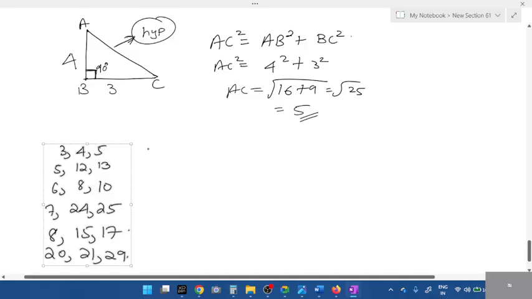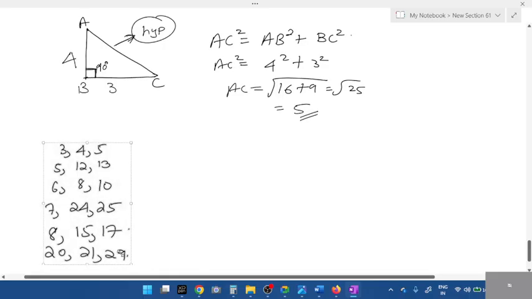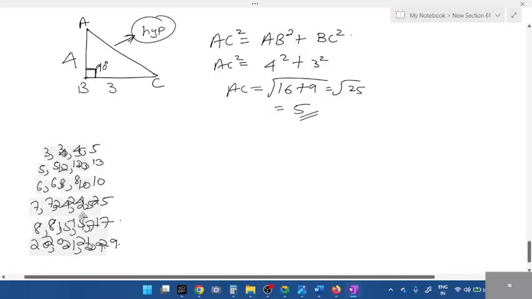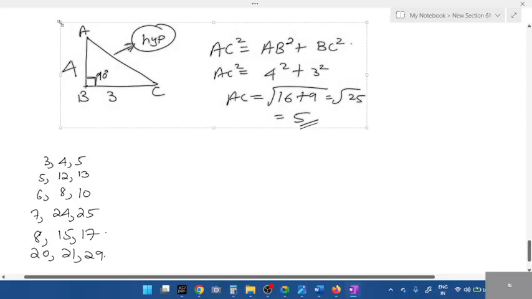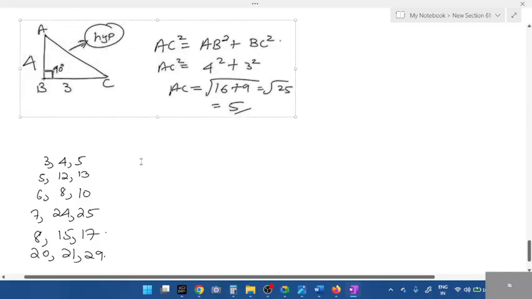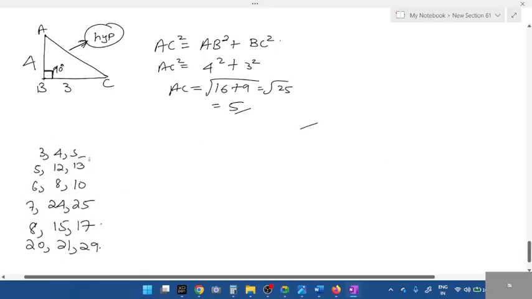3, 4, 5; 5, 12, 13; 6, 8, 10; 7, 24, 25; 8, 15, 17 is one triplet; 20, 21, 25. So if you know triplets, you can save time using Pythagoras theorem, students. In MCQ questions, you can save your time. You don't have to solve each and everything. Okay, next. This concept is done.